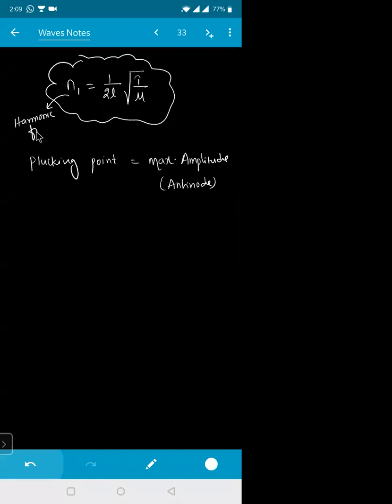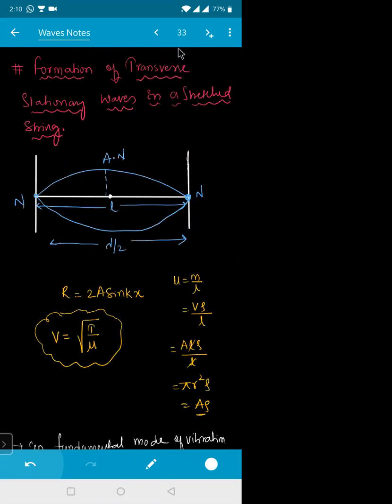Harmonic frequency. As it is the first, I can call this your first harmonic frequency. That will be what, beta? First harmonic frequency. Is it clear for everyone? Yes, sir. The point of plucking will always give me what?